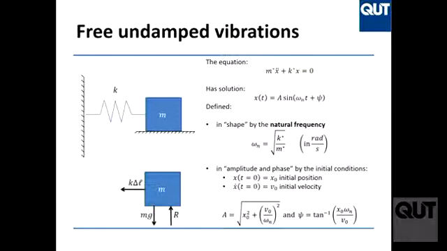Stiffness and mass. How is this different from A and psi? What is not there in this formula? There's nothing about the initial condition. That's why we say that the natural frequency is a property of the system itself.